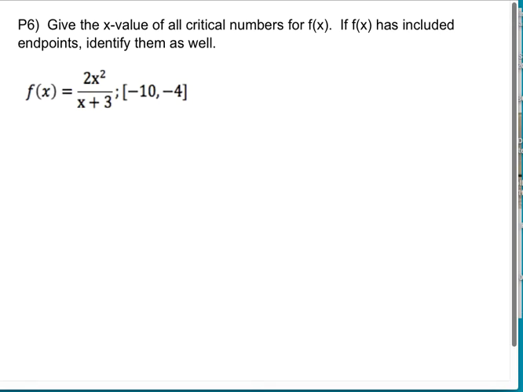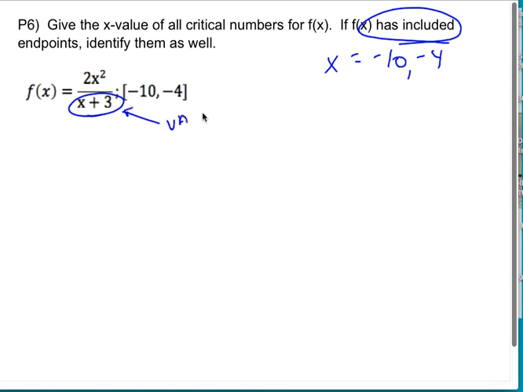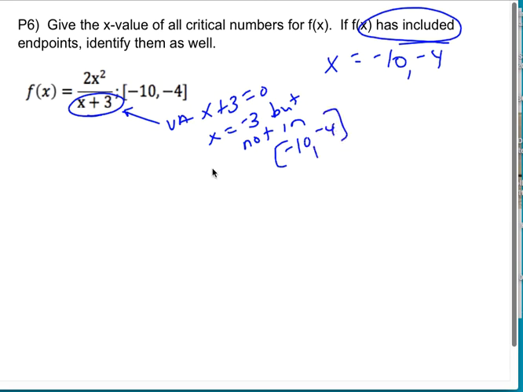All right, last one for this video. Now I do have included endpoints, right? So I have x equals -10 and I have -4, right? Now I should check, there is a vertical asymptote here, right? There is a vertical asymptote when x plus 3 is 0, which is at x equals -3, but that's not in my window from -10 to -4, so I don't need to worry about it, okay? So I don't care about that.